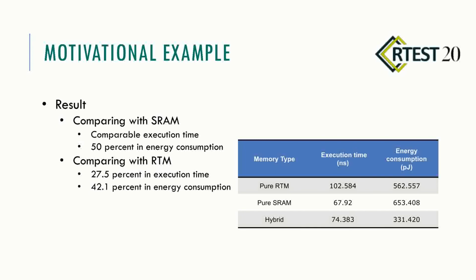As can be seen, this hybrid memory architecture, which consists of SRAM and RTM, can improve execution time and energy consumption of embedded systems compared with pure SRAM architecture or pure RTM architecture.